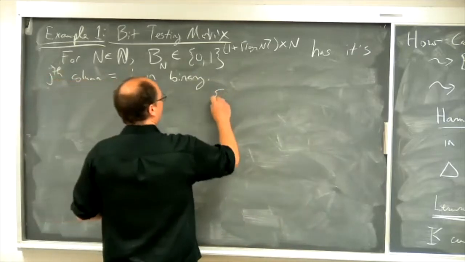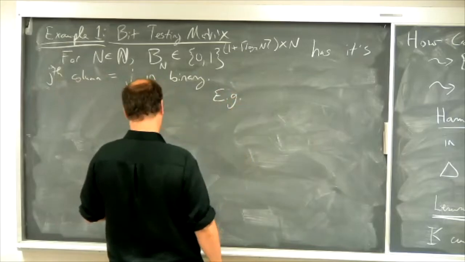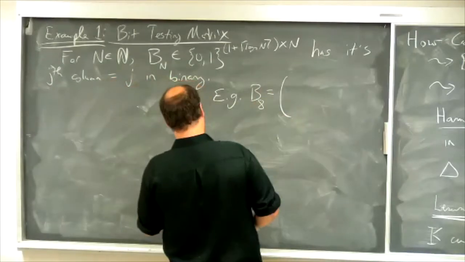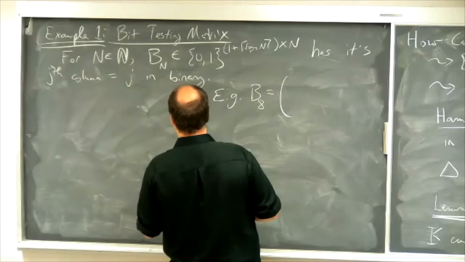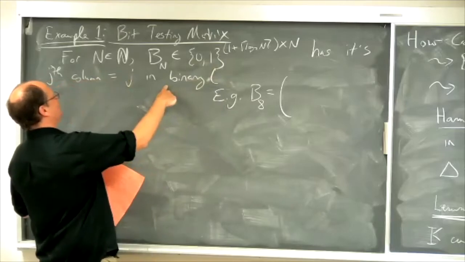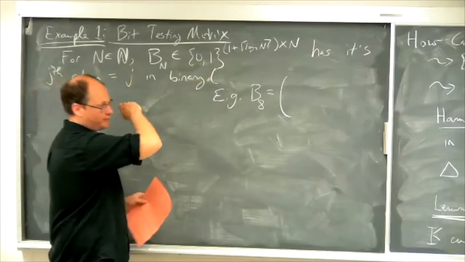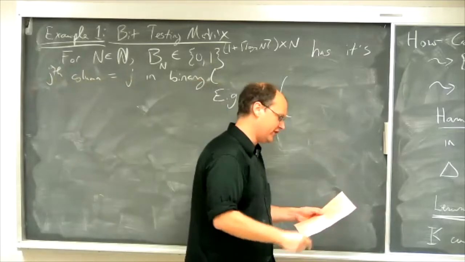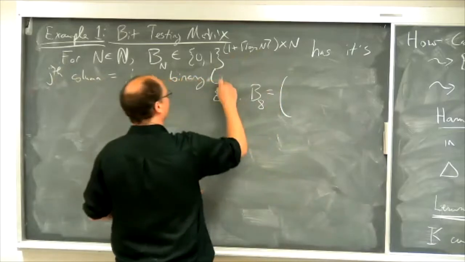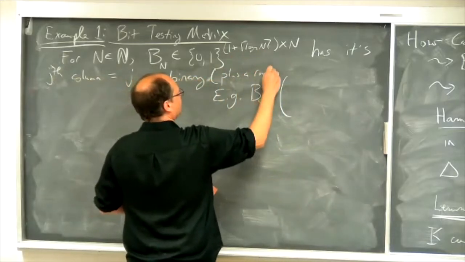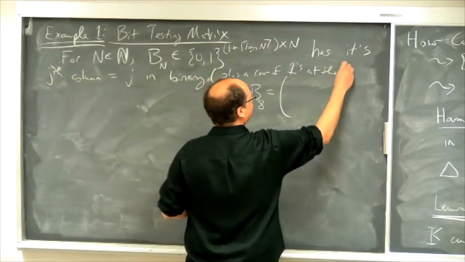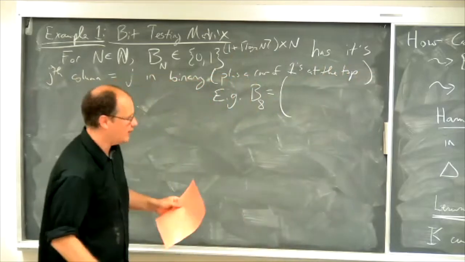So that part is pretty easy. So here's an example. So B8, right? One other thing: the jth column is j in binary. I'm going to also add, for reasons that will become clearer soon, an extra row of ones at the top. So that's why it has one additional row. All right, so plus a row of ones at the top. Okay, there we go.